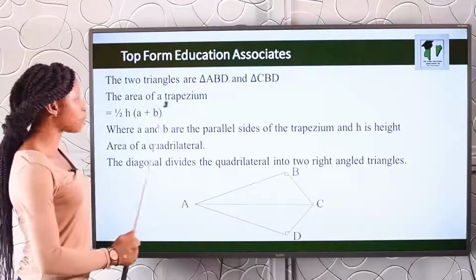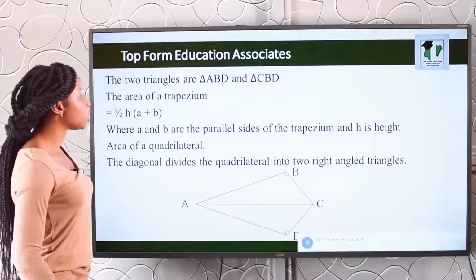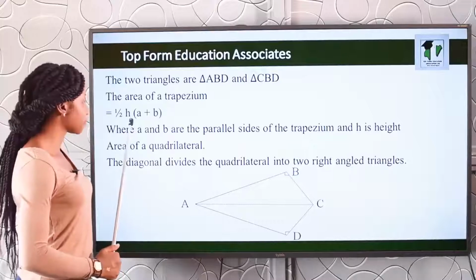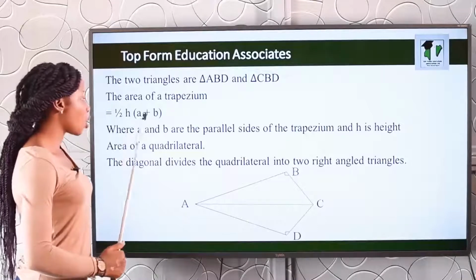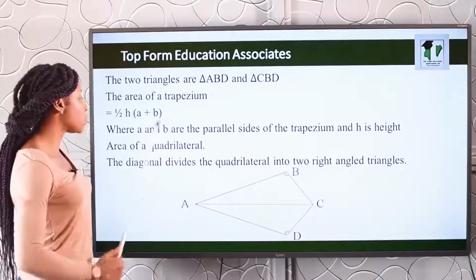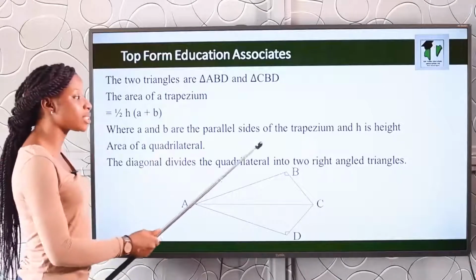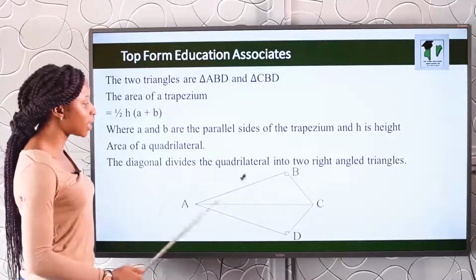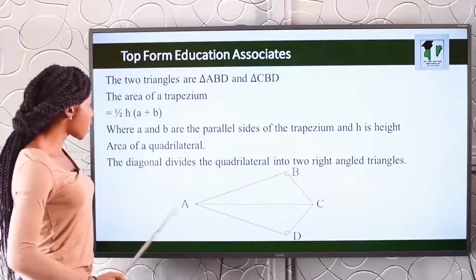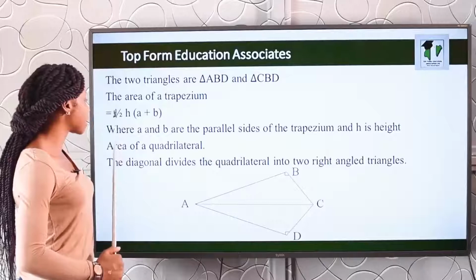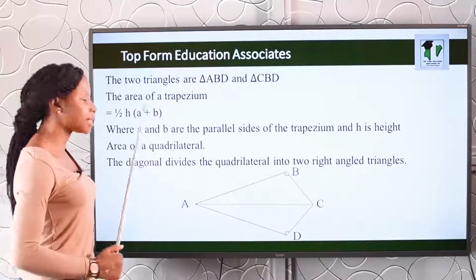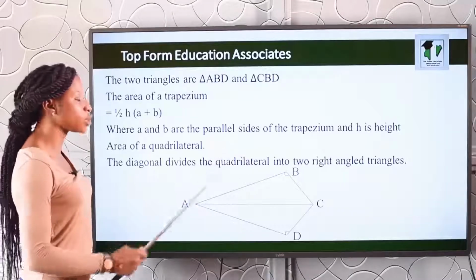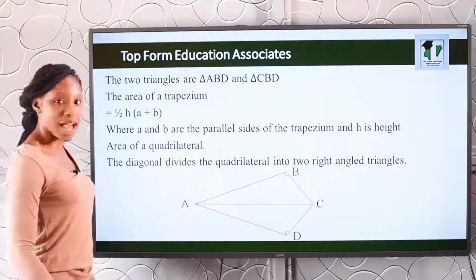Now, the area of a trapezium is given by half h, which is height, open bracket, A plus B, where A and B are the parallel sides of a trapezium. A trapezium has two parallel sides. So, the area of a trapezium is half h, open bracket, A plus B, where A and B are the parallel sides of the trapezium, and h is the height.